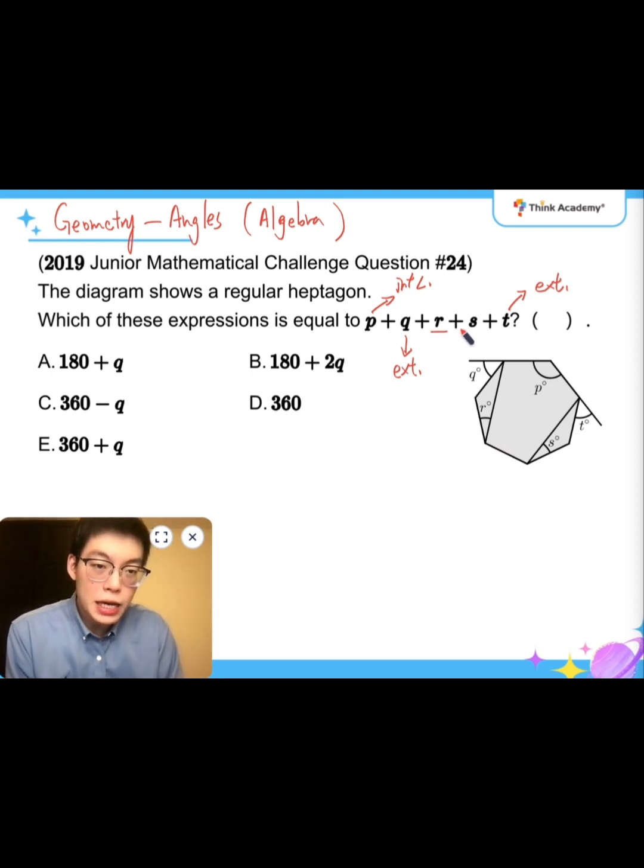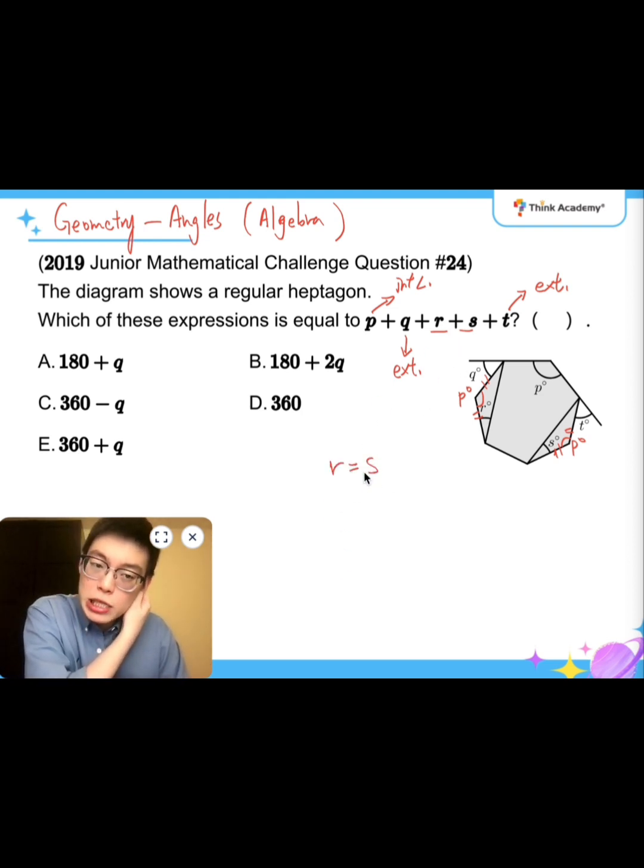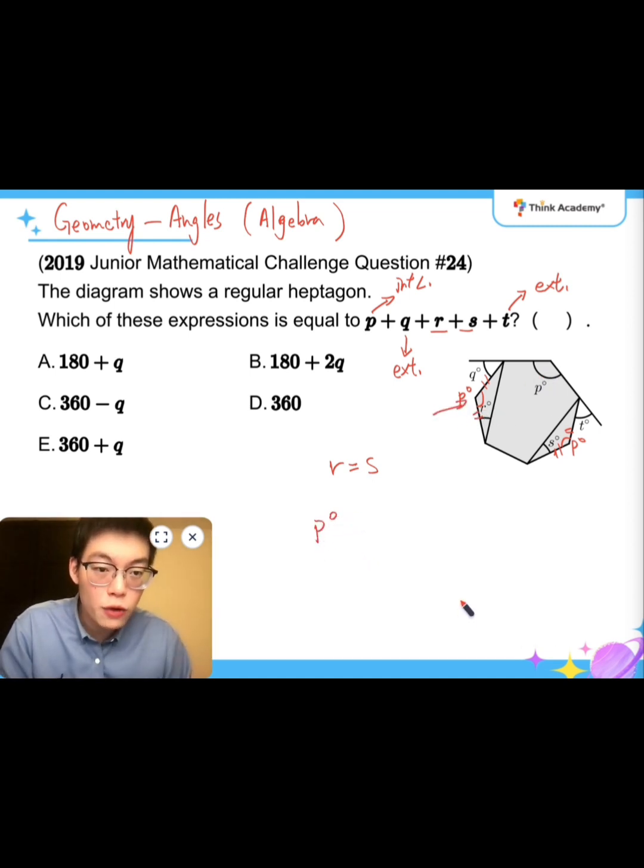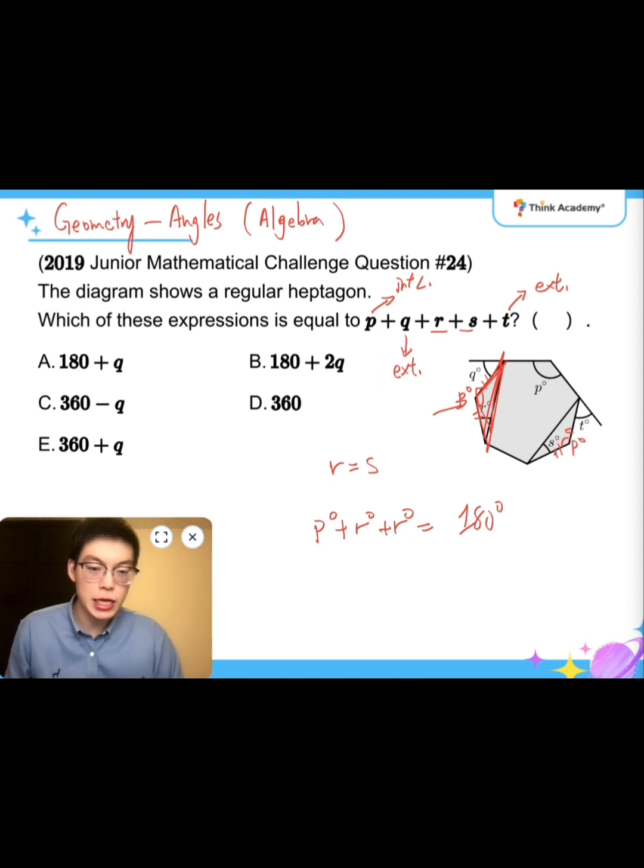And what about R and S? You can see that R and S should be the same because both of them are in an isosceles triangle using an interior angle, so you can say that's P, using an interior angle as the top angle. So they are the base angles of the isosceles triangles, right? So it means that R should be equal to S. And also we know that P, which is the interior angle of the triangle, adding R, should be 180 degrees because the interior angle sum of any triangle is going to be 180 degrees.